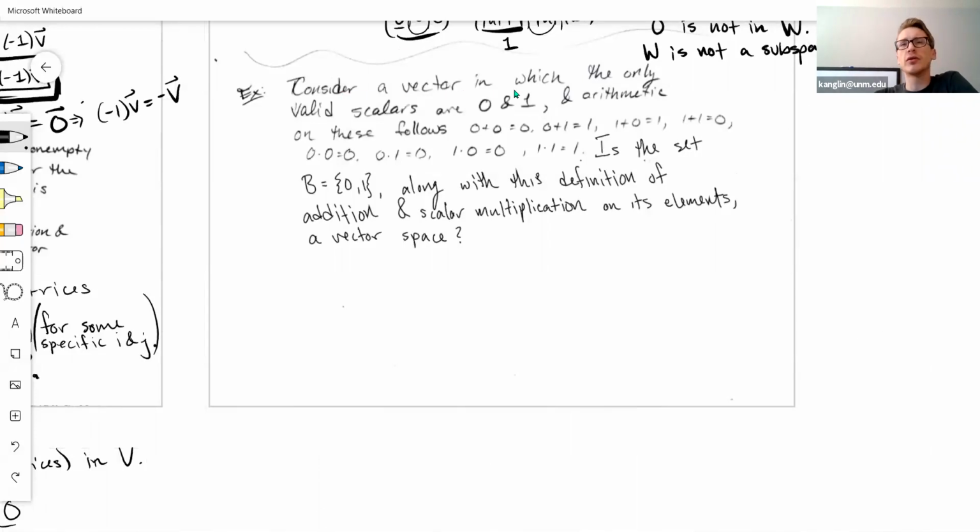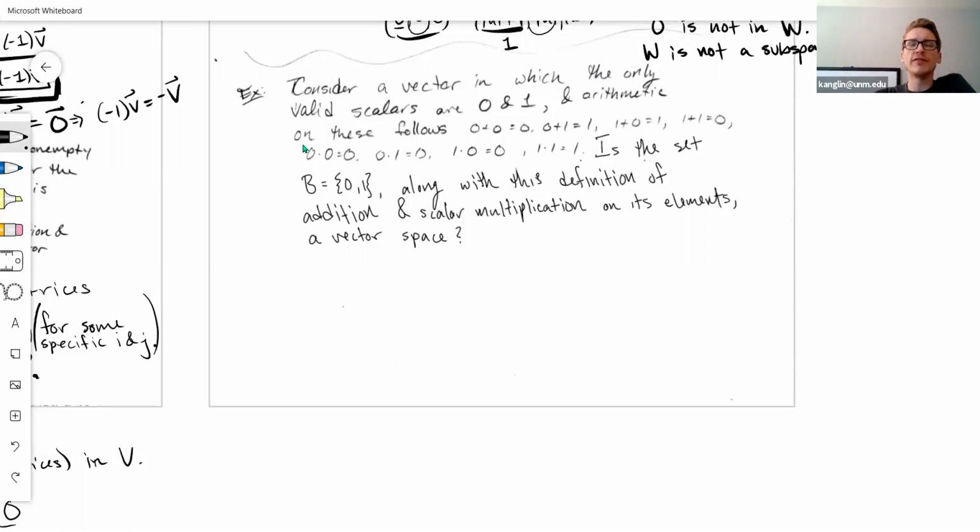So consider a set of vectors in which the only valid scalars are 0 and 1, and arithmetic on these follows this set of rules. 0 plus 0 would be 0, 0 plus 1 is 1, 1 plus 0 is 1, 1 plus 1 is 0. 0 times 0 is 0, 0 times 1 is 0, 1 times 0 is 0, 1 times 1 is 1.